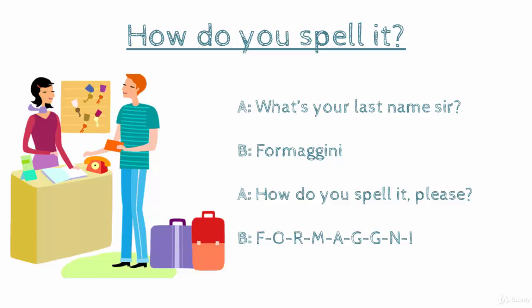So this is a typical conversation that you might have when you check into a hotel. So you see, it's necessary to spell your name, for example. And to do that, we need the alphabet. So let's take a look at the alphabet. I'm gonna say it, and then you can repeat after me, okay? But first I'm gonna say the complete alphabet.